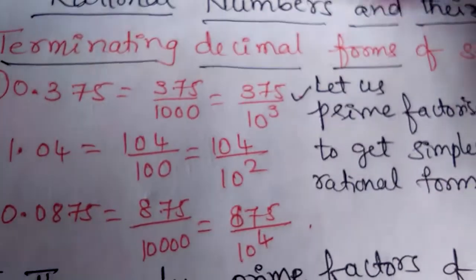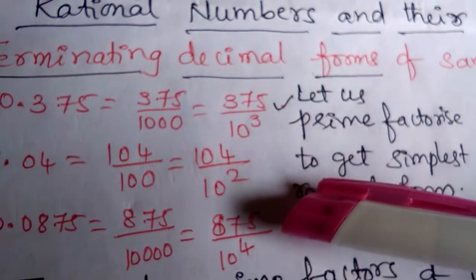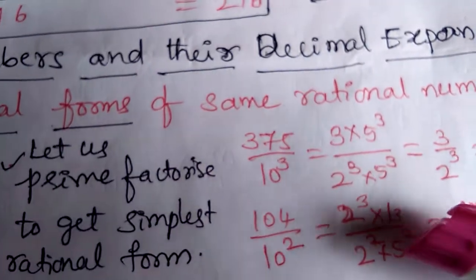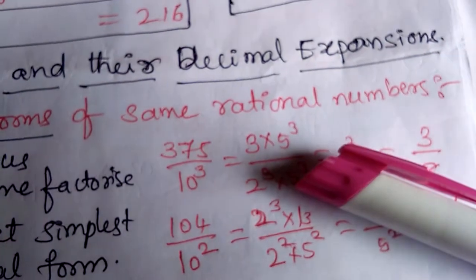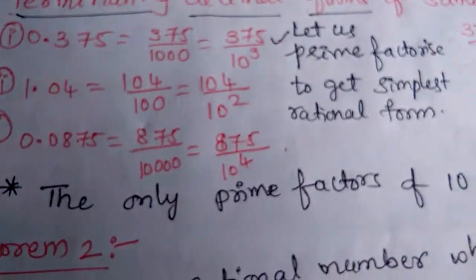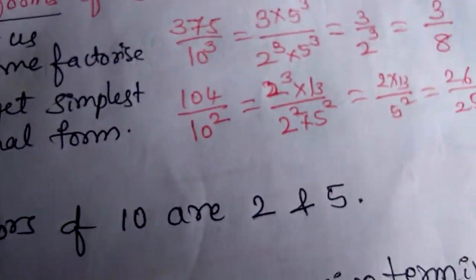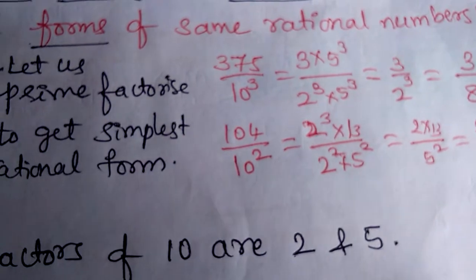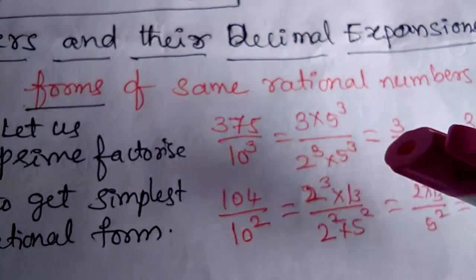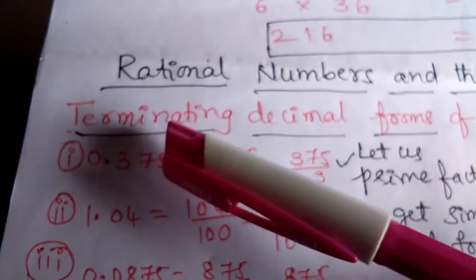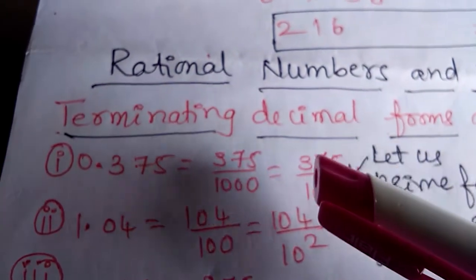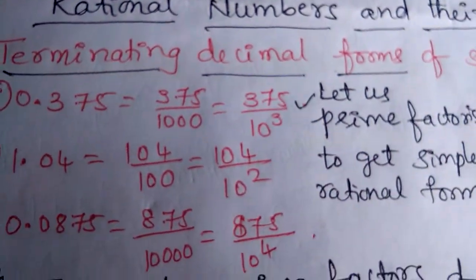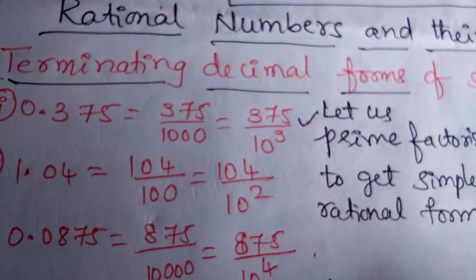When you observe 10 cube, 10 square, 10 to the power 4, that is 2 square, 5 square, 2 cube, 5 cube, it means the only prime factors of 10 are 2 and 5, and those will be in the denominators if you consider any terminating decimals. So terminating decimals will have 2 and 5 in their denominators as factors.